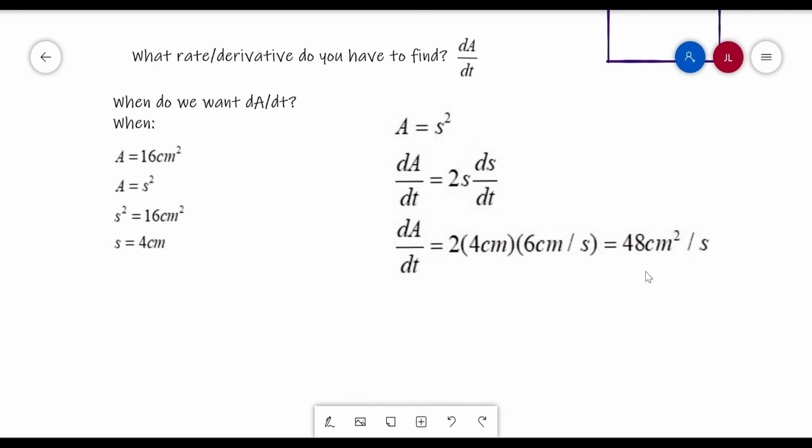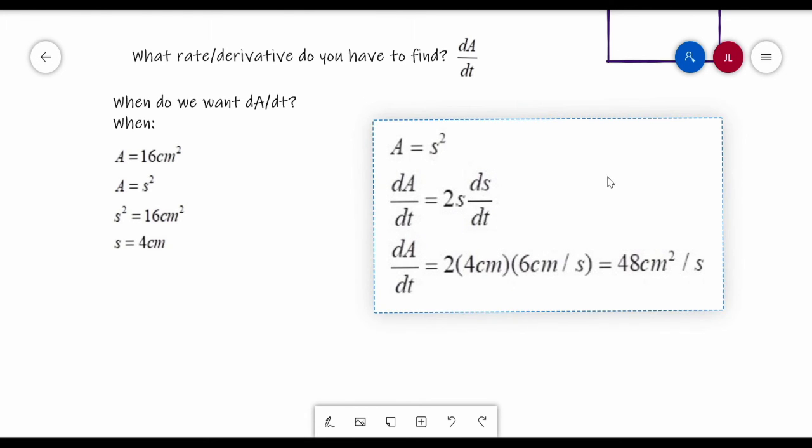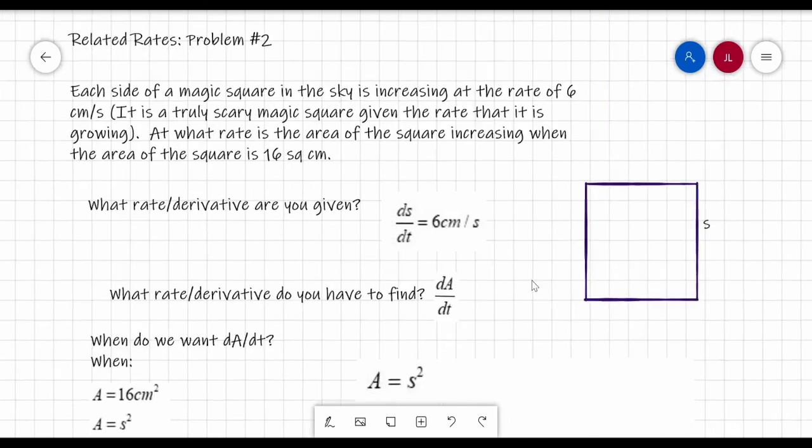And once again, it's important to notice that the units help us. Area should be increasing at a square unit per second. And if we just plug in the numbers with their units, we do in fact get square centimeters per second. And that is how fast the area of our magic square is increasing.